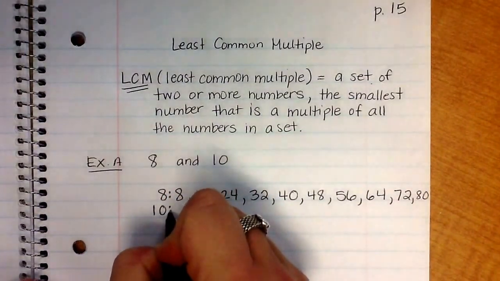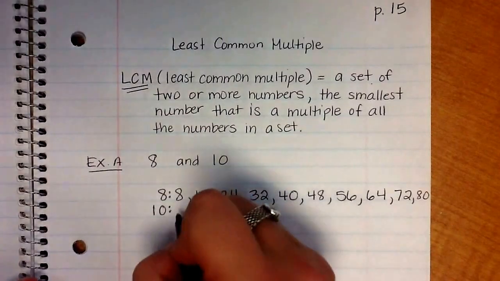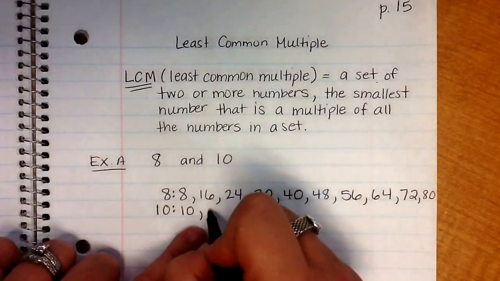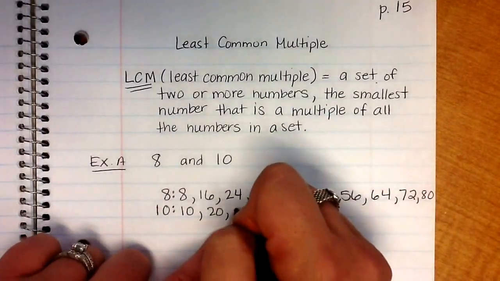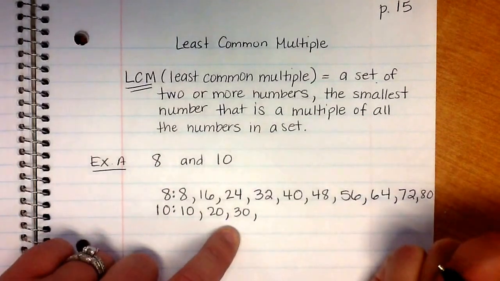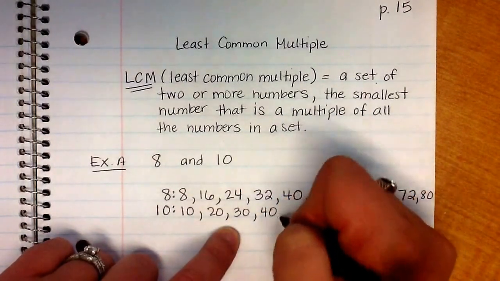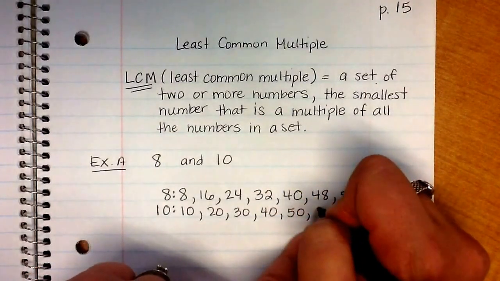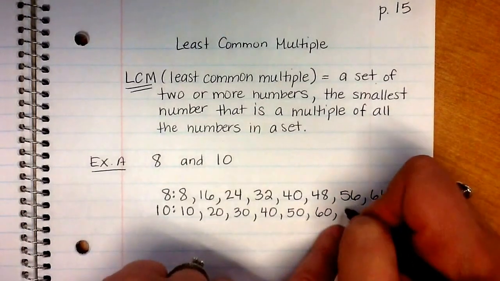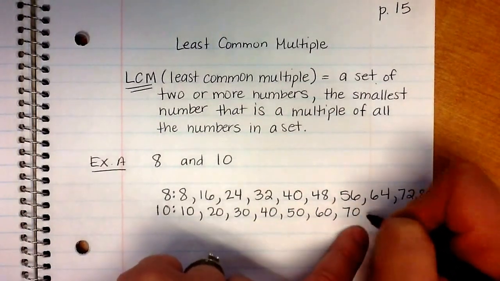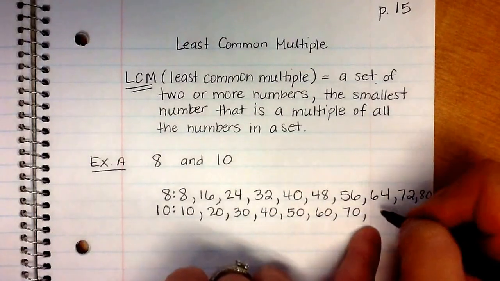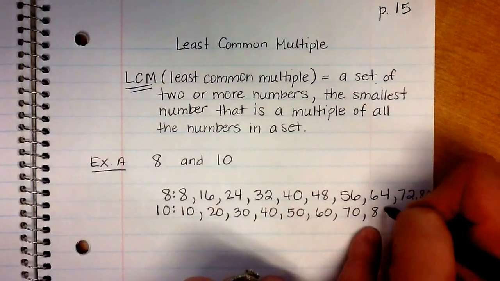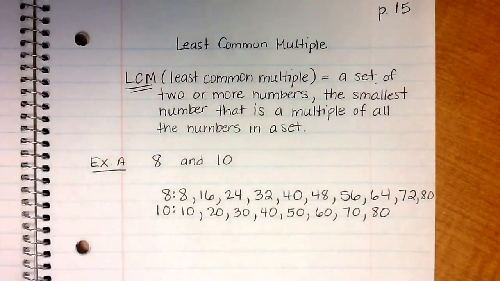Now we're going to find the multiples of 10. Starting with 10. 10 times 1 is 10. 10 times 2 is 20. 10 times 3 is 30. 10 times 4, 40. 10 times 5 is 50. 10 times 6 is 60. And 10 times 7 is 70. And 10 times 8 is 80. I'm going to stop right there.